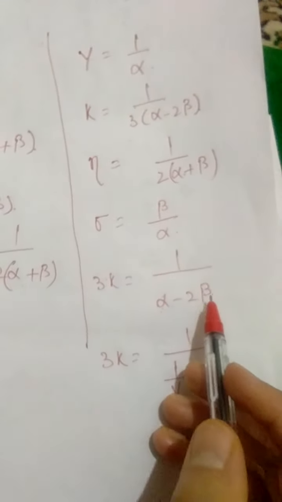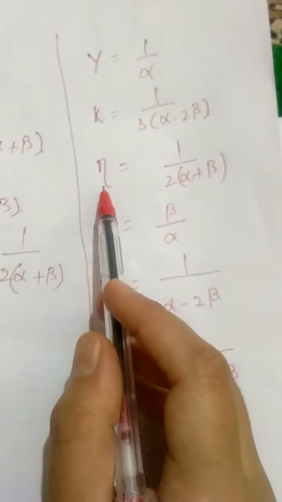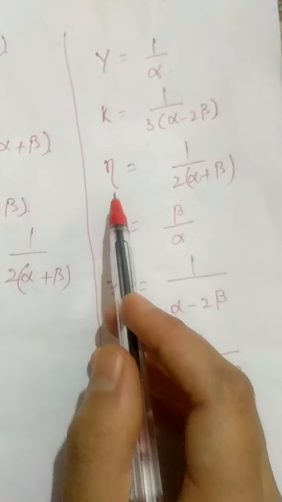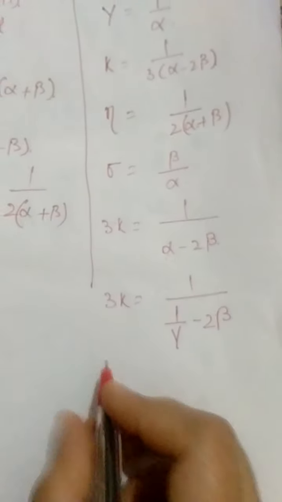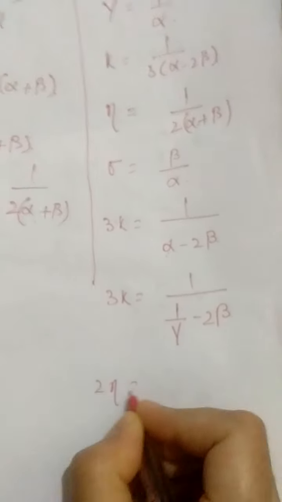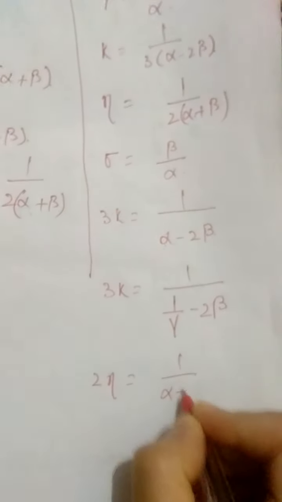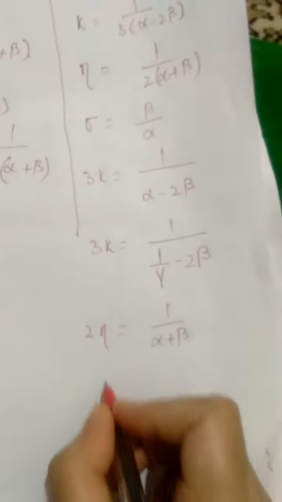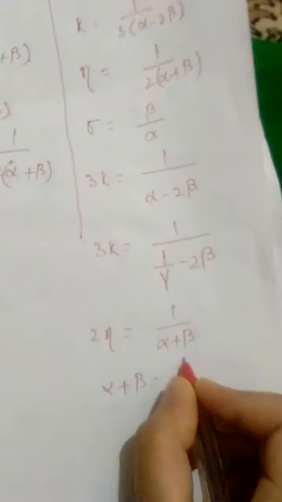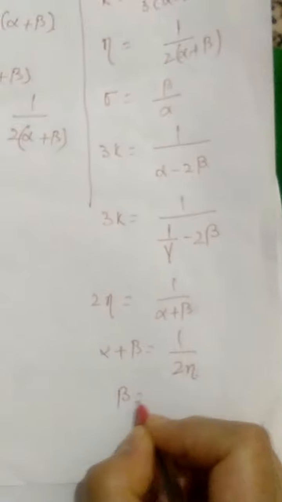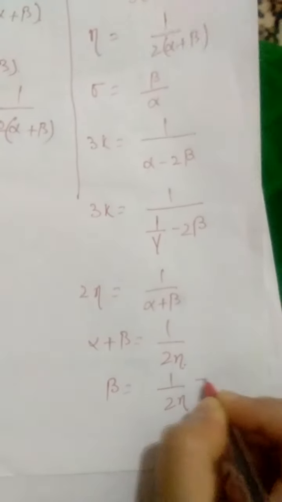Now the value of this beta can be obtained from this equation, because now we are interested to involve this modulus of rigidity. So what do we get from that? We get 2 times neta is equal to 1 by alpha plus beta. We also get that alpha plus beta is equal to 1 by twice neta. So this beta is equal to 1 by twice neta minus alpha.